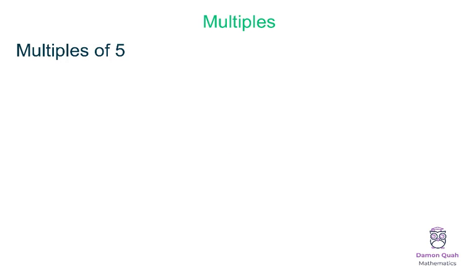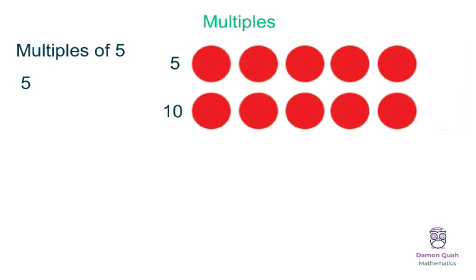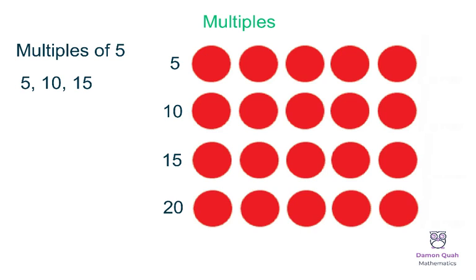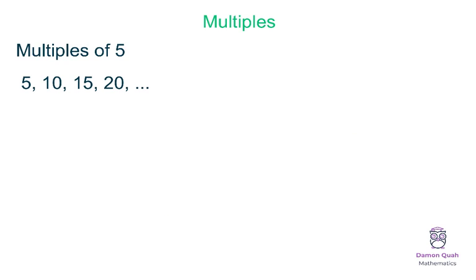So let's start with multiples of 5, which is where we left off in the introduction to multiples video clip. So the multiples of 5 we discovered were 5, 10, 15, and 20. And of course, we could go 25, 30, and so on for infinity. So it's all the 5s in the skip counting pattern that we could come up with if we keep adding another multiple of 5.